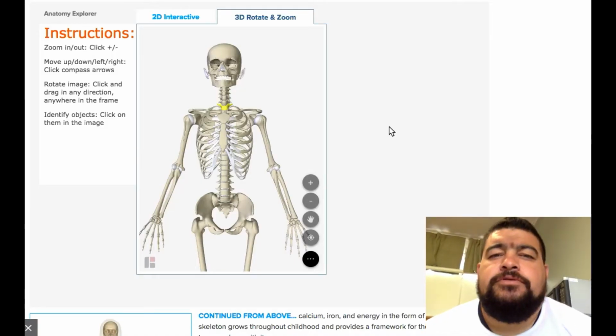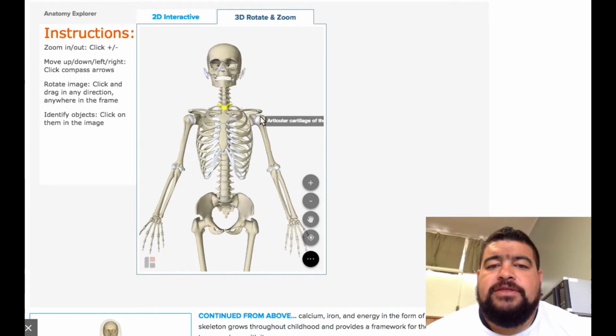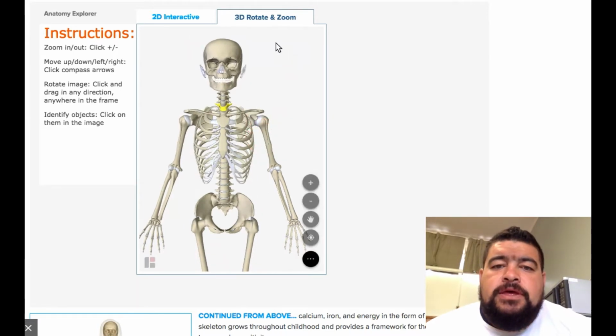Hi guys, today we're going to go through the bones of the upper body. So we're going to start off with this little skeleton guy here who is standing in an anatomical position. We'll go from top to bottom.